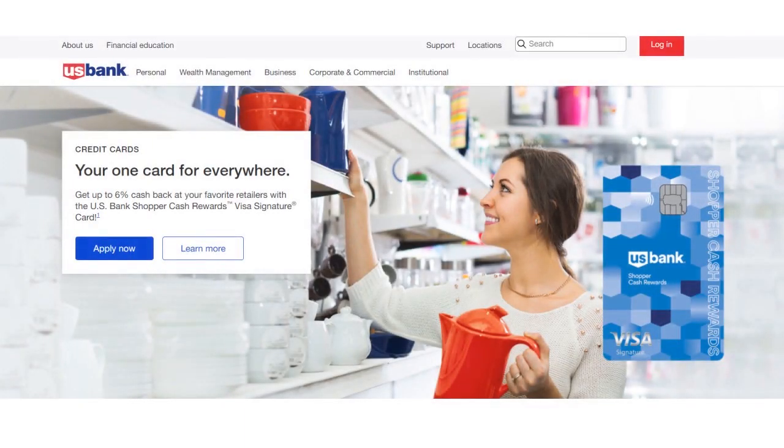A few years ago, they would approve you if you didn't have a U.S. bank account. But nowadays, if you don't have a U.S. bank account, they're not even going to talk to you. So you first want to have a U.S. bank checking account or savings account, for that matter, before applying for a U.S. bank credit card. And what you want to do is log into your dashboard.